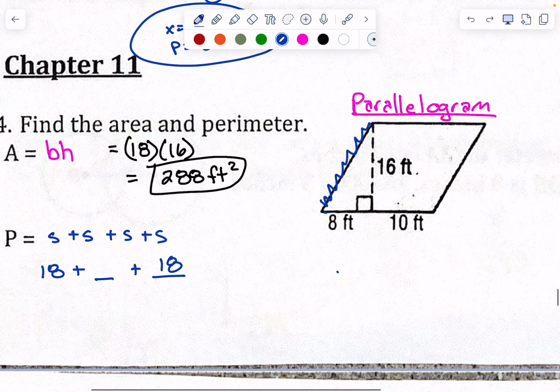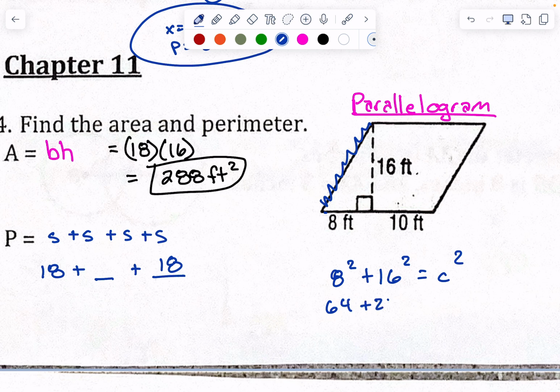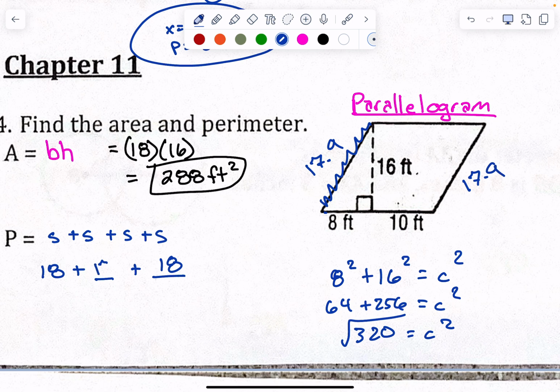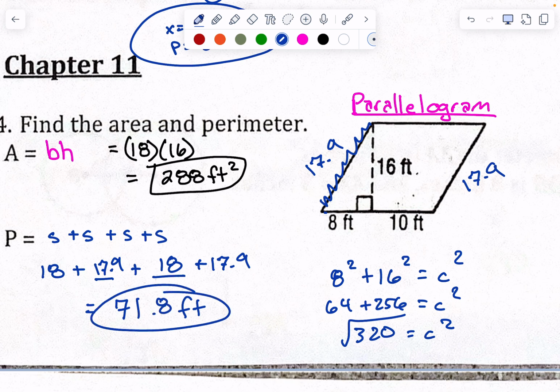So we got to do 8 squared plus 16 squared equals c squared. 64 plus 256 is 320 equals c squared. The square root of that is 17.9. So 17.9 and 17.9, and you're adding all those up with the 18s. What'd you get? And this is in feet. 71.8 feet. There you go. There it is, perimeter and area. Done.